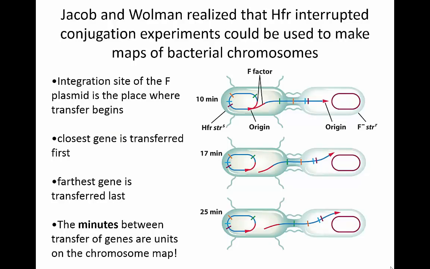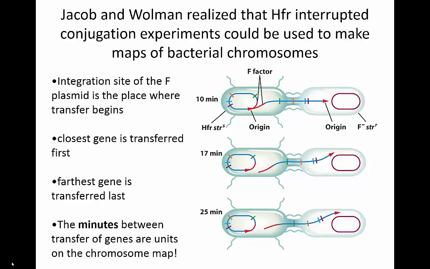Now, going on in time, there are another couple of people, Jacob and Wollman, who were doing some experiments with conjugation with HFR strains, and they realized something really cool, and that is that we could actually use this conjugation to make bacterial chromosome maps. So if you start to transfer that F plasmid, you're going to start to transfer that whole chromosome. After a certain period of time, you're going to transfer the first gene that you get to in that bacterial chromosome, so maybe this purple gene, and then after a little bit more time, you'll transfer the blue gene, right?